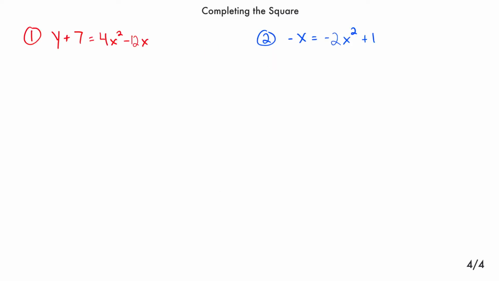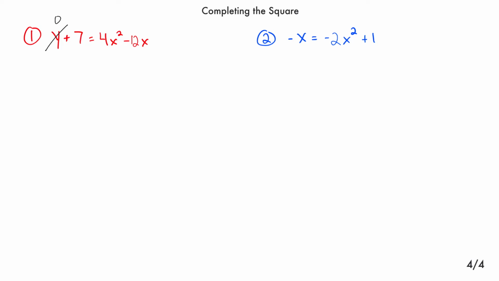In these next 2 problems, I'm still going to use completing the square. Except now, I'm going to use it as a process to solve equations, to find the x-intercepts, to find the roots of these quadratics. So problem number 1, I have y plus 7 equals 4x squared minus 12x. If I'm asking to solve for x, if I'm trying to find the x-intercepts, the first step is always the same. Turn the y values into 0. So we try to find the x-intercepts, where they hit on the x-axis.